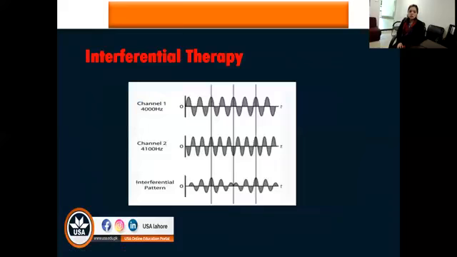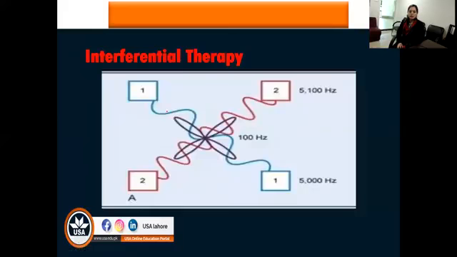This is another picture to show you 4000 and 4100 hertz, and this one is your 100 hertz. The next is this one, that is 5000. Usually we use 4000 as a standard. We may even use 5000 or 5100 hertz.